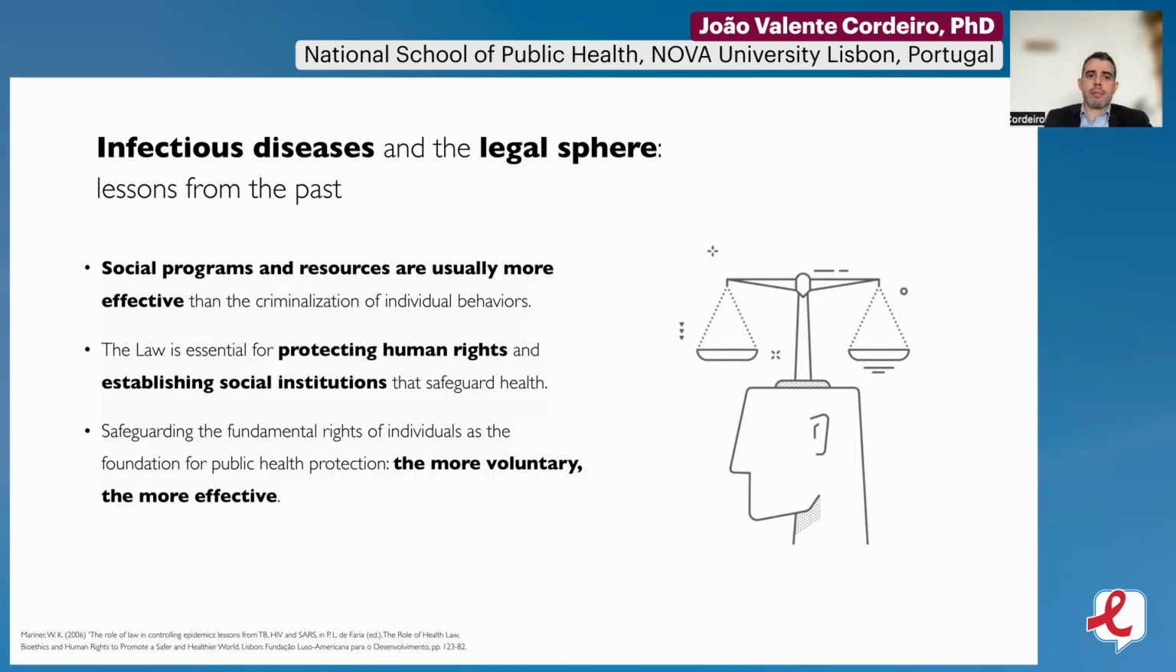Now, there are some lessons from the past that are important, and we should, with some degree of humility, learn from them. Certainly, social programs and resources are usually more effective than criminalizing individual behaviors. The law is essential for protecting human rights and establishing social institutions that safeguard health. And fundamental rights of individuals and the foundation for public health protection need voluntary adhesion. So the more voluntary, the more effective.